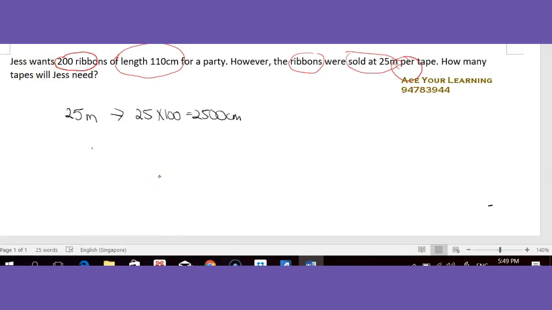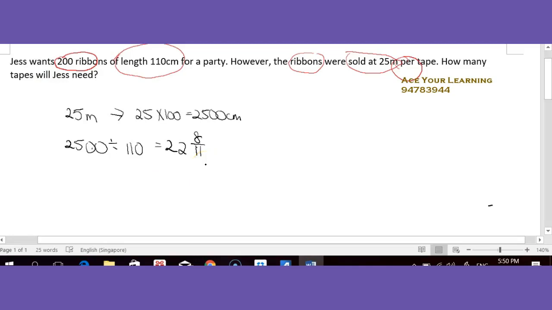First, your 25 meters will have to change to cm. And that will be 25 times 100 equals 2,500 cm. Next, you're going to take 2,500 divided by 110. And that will give you 22 8/11. Now, this 22 means you can get 22 complete ribbons, each 110 cm, from a tape of 25 meters.